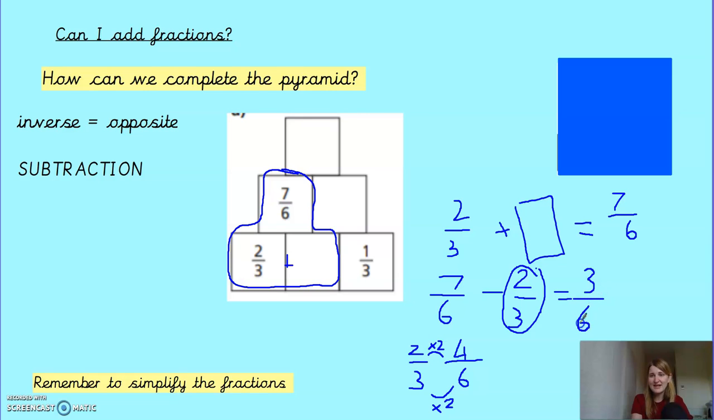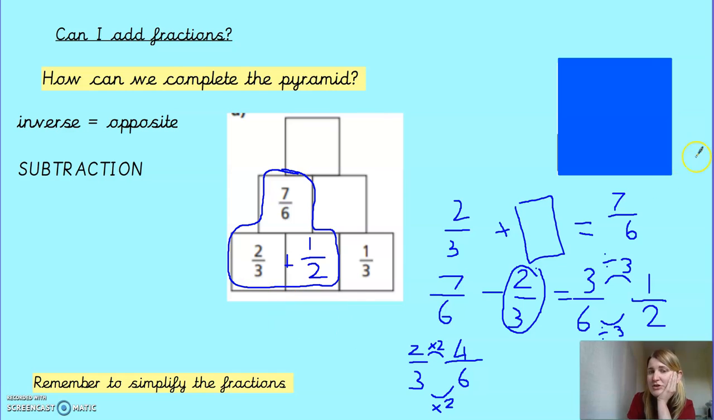And I've got a really helpful reminder down here. It says, remember to simplify the fractions. We simplify by dividing to find it in its simplest form. Is there a number we could divide both 3 and 6 by? Yes, both 3 and 6 are in the 3 times tables, so we can divide them by 3. 3 divided by 3 is going to be 1. 6 divided by 3 is going to be 2. So 3/6 is the same as 1/2. So I can put that in this box here because 2/3 add 1/2 would equal 7/6.